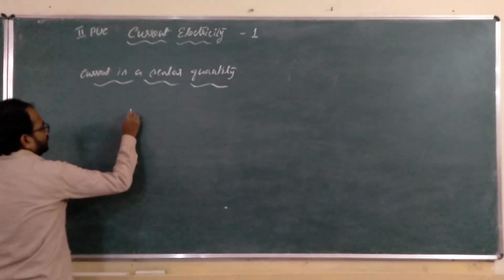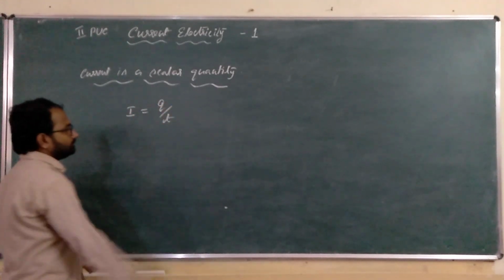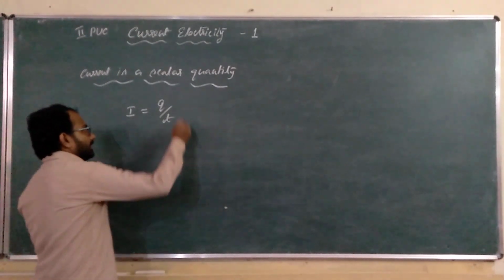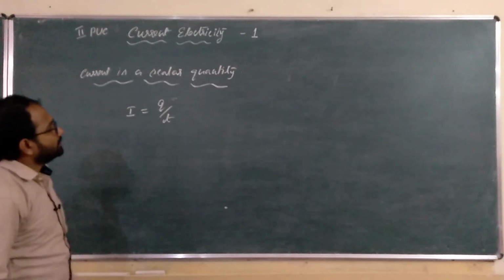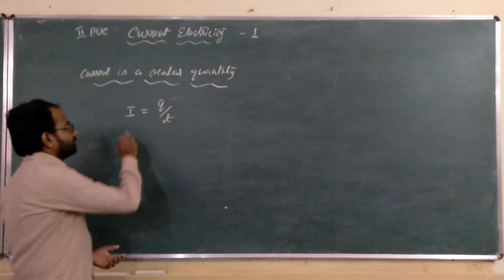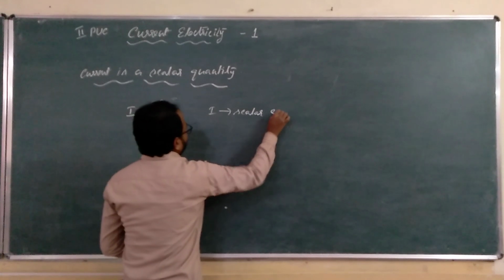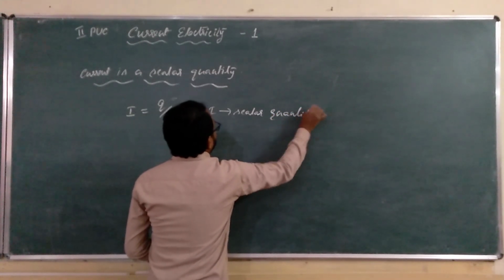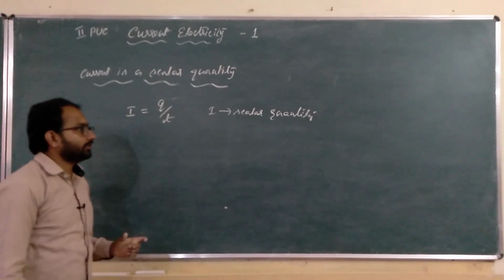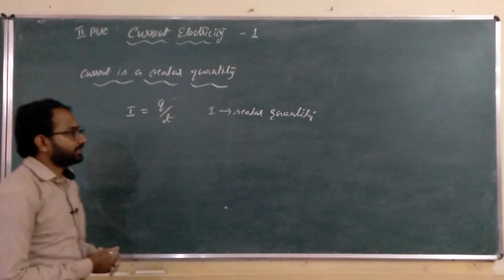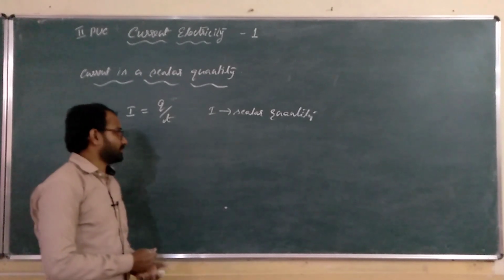Okay, we have the expression for current: I is equal to Q by T. Q is a scalar quantity, it is a charge, and T is the time, which is also a scalar quantity. Therefore, I is also a scalar quantity, it is not a vector. Usually, in a circuit, we show the direction of a current by using an arrow mark, but it does not indicate that the current is a vector quantity, it just gives the directional flow of charges.